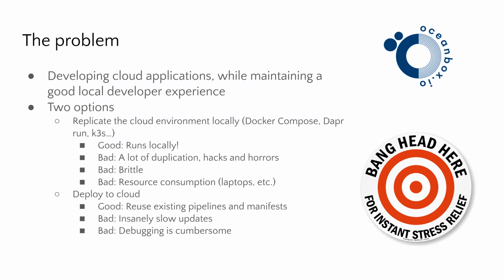So the problem I'm going to talk about today is basically how to maintain a good developer experience developing cloud applications, because it can quickly become very painful. I'm sure there are more than two options, but the two common options are these. You are developing some kind of microservice, you have some components and a user interface, and you try to program this and you end up replicating this locally, setting it up either using Docker Compose or combinations of Dapr Run or K3S or whatever. The good thing is, of course, that it runs locally, but the bad thing is that it gets quite complicated, and in my experience, you end up duplicating a lot of configs and making hacks and horrors to make it work. And in the end, it becomes very brittle. And you need to maintain two sets of configurations.